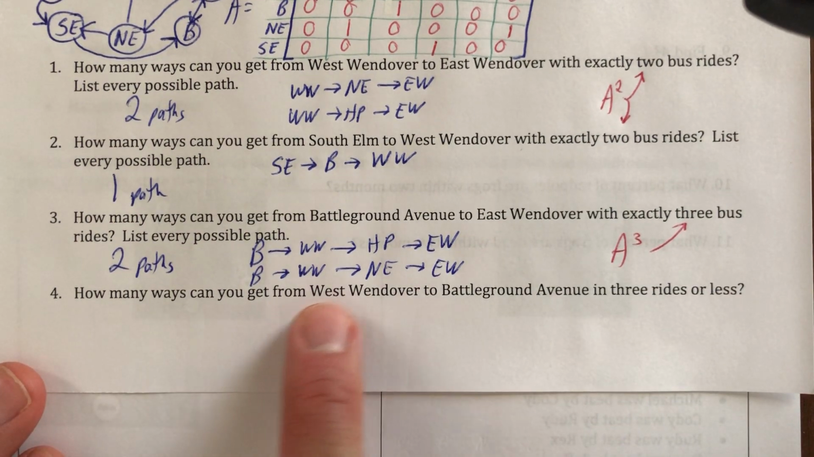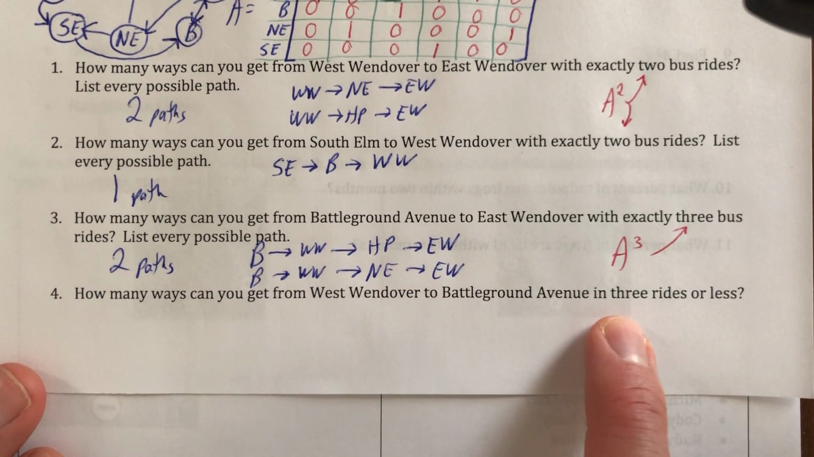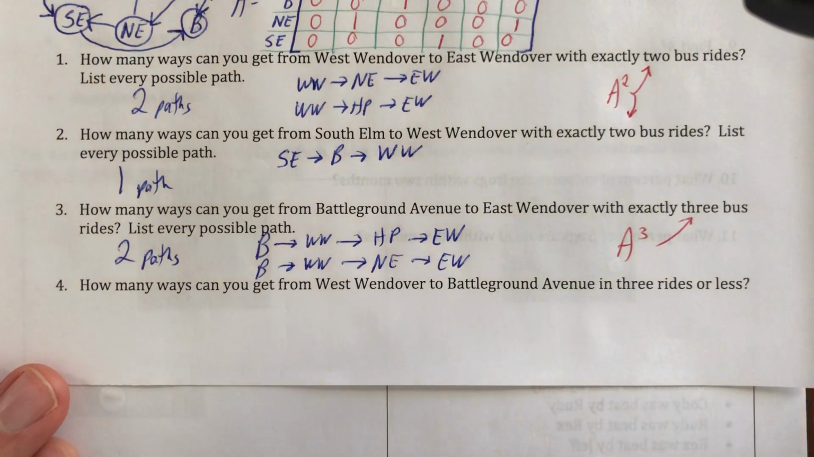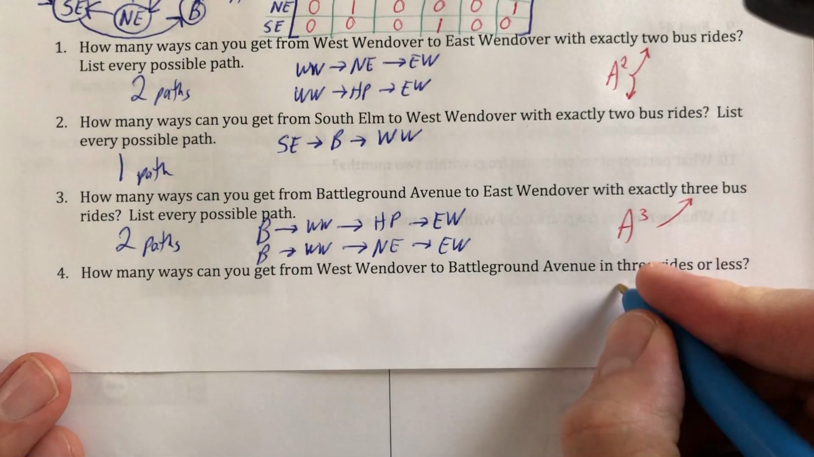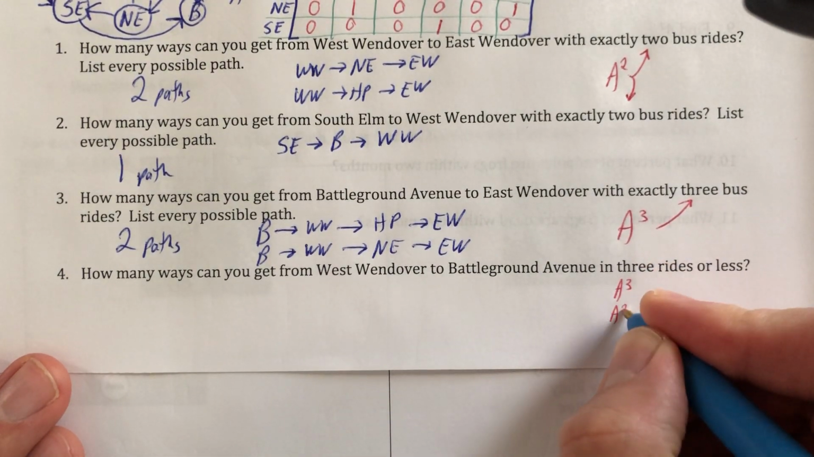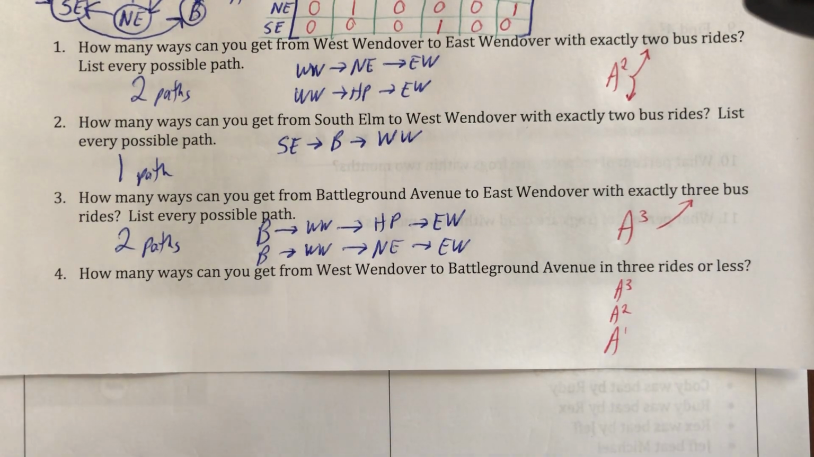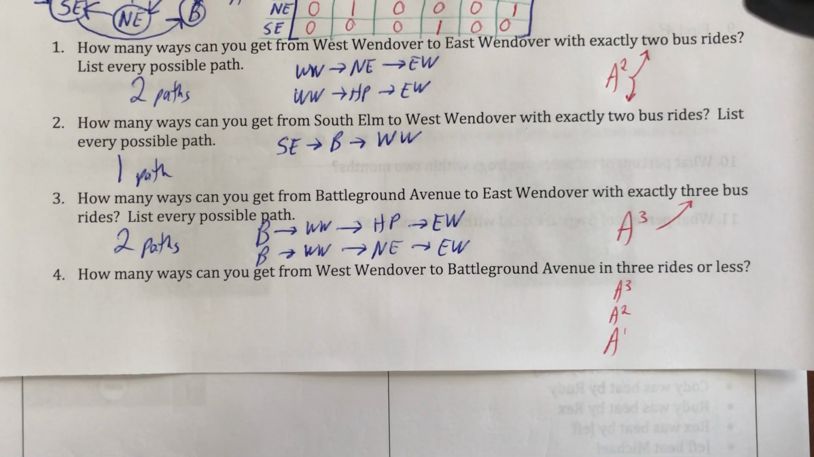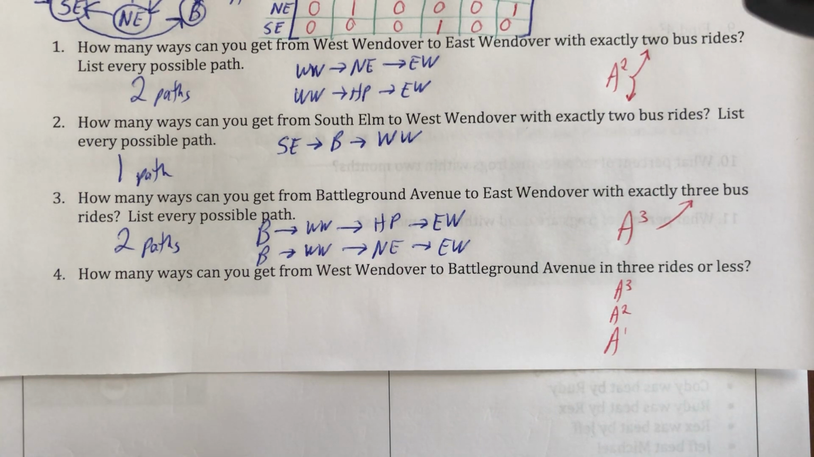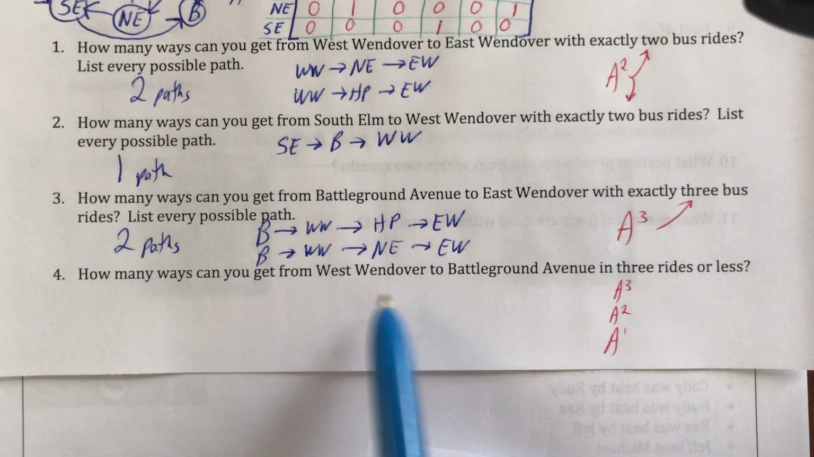There we go. All right, here we go. How many ways can you get from West to Battleground in 3 rides or less? So I need A cubed, and I need A squared, and I need A to the first, okay? I need 3 rides or less. I'm going to use all 3 of those. So let's total some things up. This one will take just a moment, but it won't be as bad as you think. So here goes. 3 rides. Let's start with the cubed.